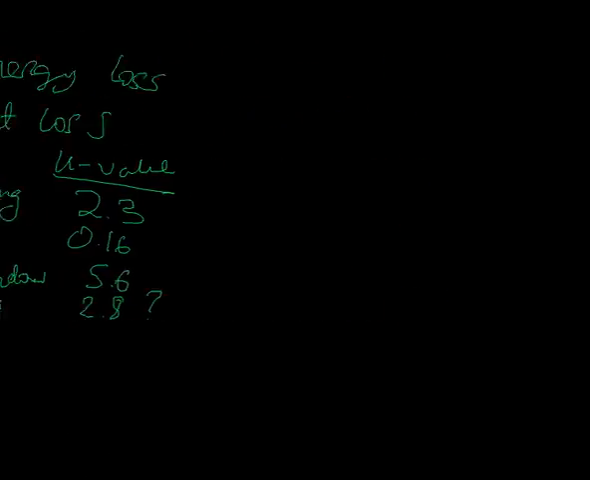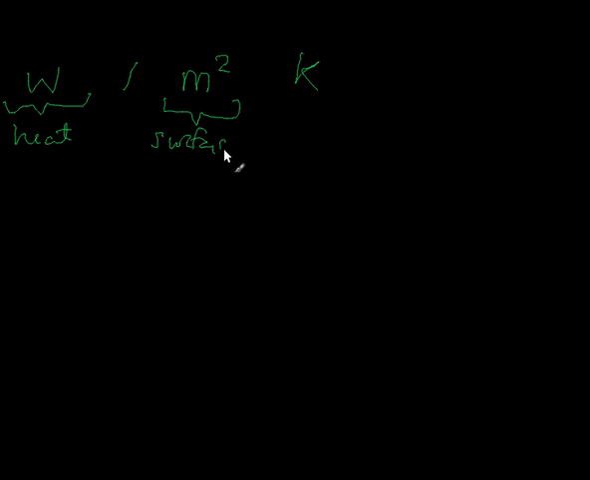Well, a U-value is measured in watts per meter squared Kelvin. And the watt is a unit of heat, or energy. The meter squared is the surface area of the material. So if you're talking about a window, it's the surface area of the window. If you're talking about a ceiling, it's the surface area of the ceiling. And the Kelvin is to do with the temperature difference on either side of the material.